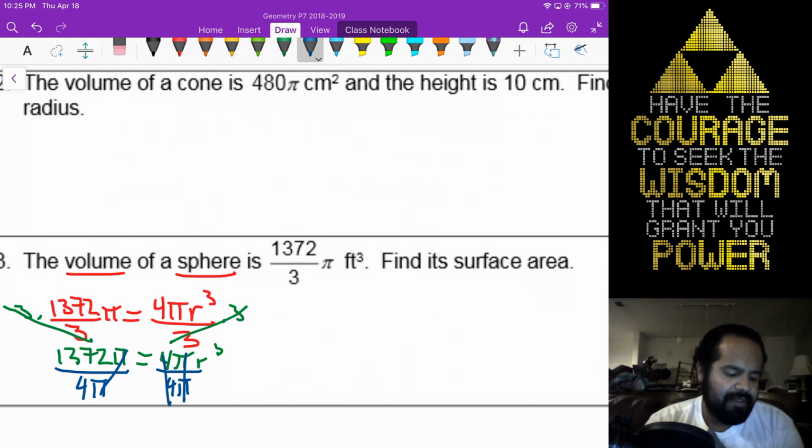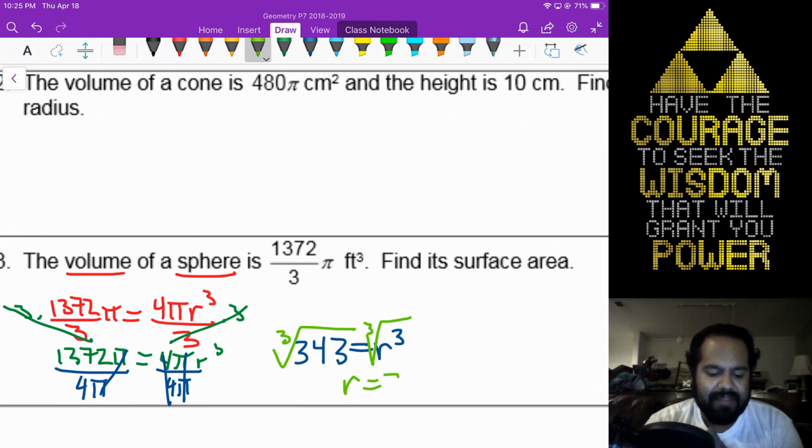So now 4 goes into 1372. Well, let's see here. 4 goes into 13 3 times. There's a leftover of 1. 4 goes into 17 4 times with the leftover of 1. 4 goes into 12 3 times. All right. Now here, r cubed is equal to 343. So this is where we have to take the cube root of both sides. So my radius is going to equal the cube root of 343, which is 7.